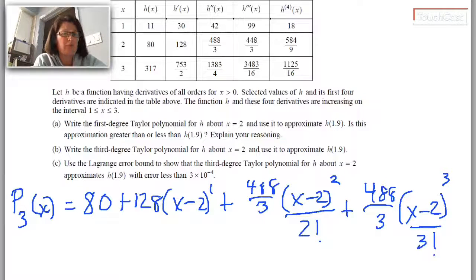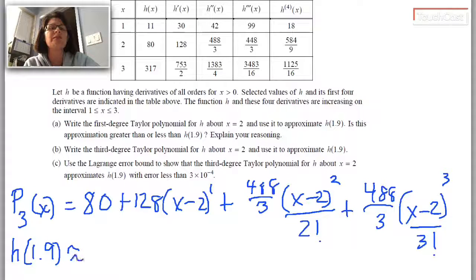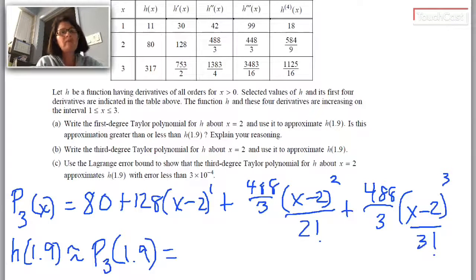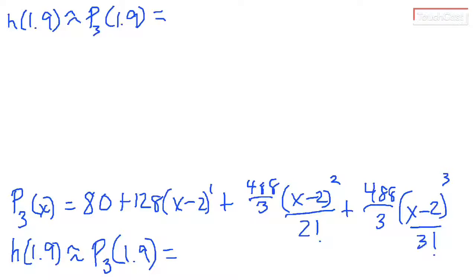My next job is to use this Taylor polynomial to approximate h of 1.9. Notice I'm going to write h of 1.9 is approximately equal to p sub 3 of 1.9, which is, and then I'm going to write this polynomial with all my x's replaced with 1.9. I'm going to go to a cleaner place so I have room to do that. Okay, so two good pieces of news. You have no obligation to simplify your answer, and this happens to have been a calculator section problem, so feel free to use your calculator.